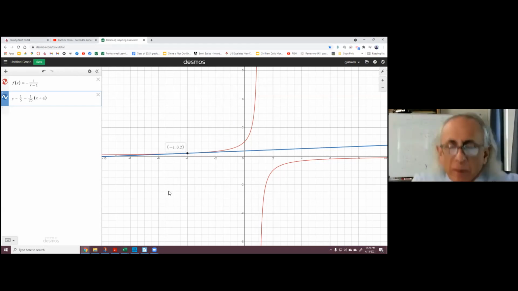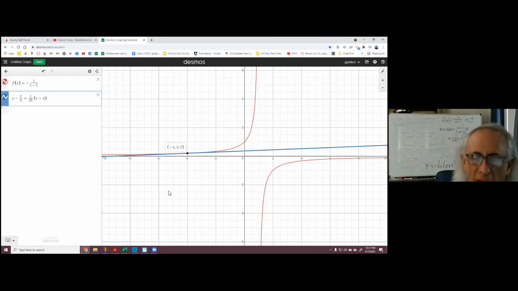So I've used my algebra and my calculus and my limits to find out the equation of the line that is tangent to the function at the point where x equals -4.